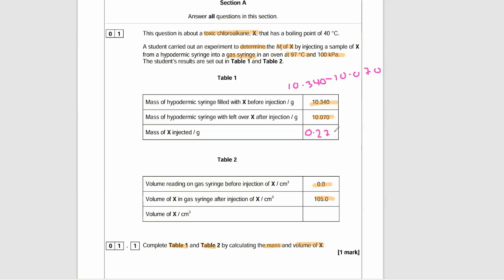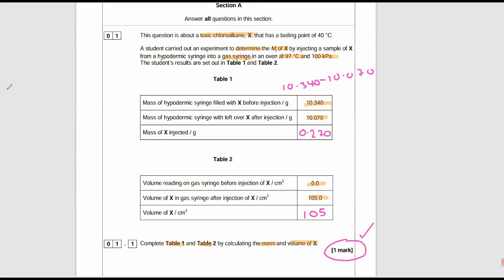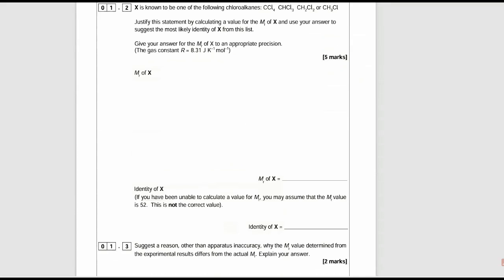So for the first one, we do 10.340 minus 10.070 and we get 0.270. And for the second one, it's really simple. Before there was nothing, after 105. So the volume is 105 centimeters cubed. Right, let's move on. Here's the calculation, 5 marks.